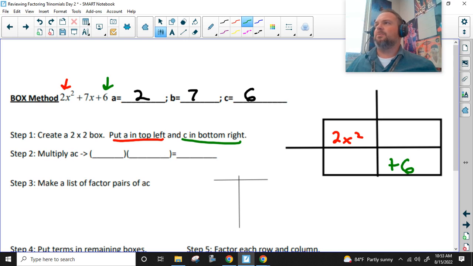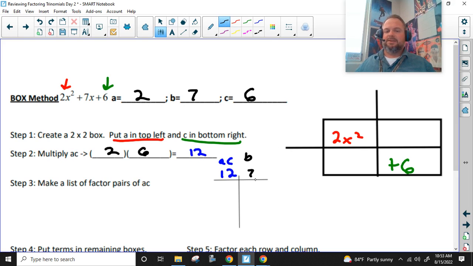Now you might ask yourself, what goes into the other two boxes? Well, that's when we did the A times C, the 2 times 6. We got 12. This is our AC. This is our B, which is 7. And we know from previously, because it's the same problem we just did, that we get 3 and 4. So guess what goes in these boxes?